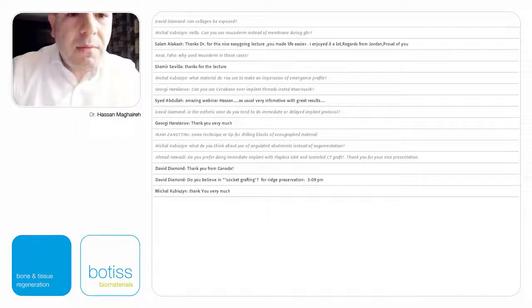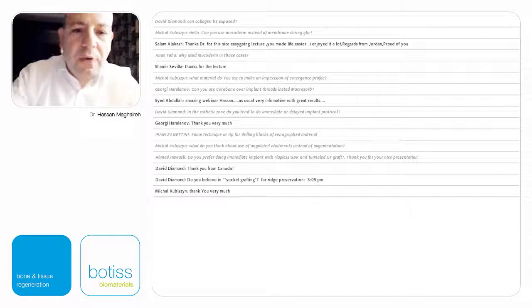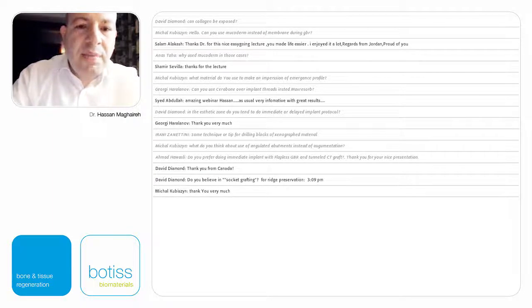Right. Okay. David, can collagen be exposed? I think what you mean is, can the Jason membrane be exposed. Ideally, to get really good results, in my hands, you need to get good closure. Now, the good thing about resorbable membranes is that if they're exposed slightly and you've got really good oral hygiene, you're going to get good results. Obviously, when it comes to non-resorbable membrane, this is when you really need to make sure that you don't get any wound dehiscence or exposure.